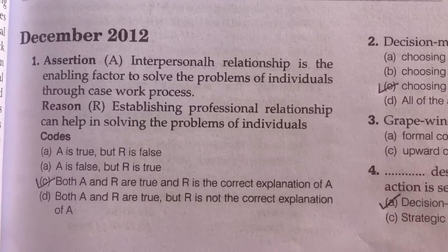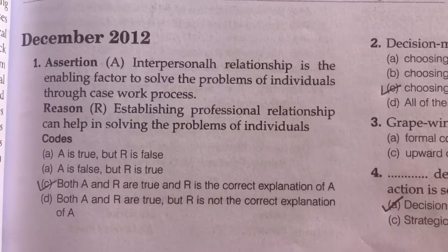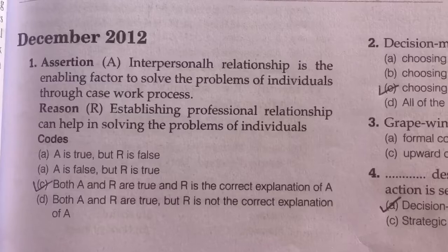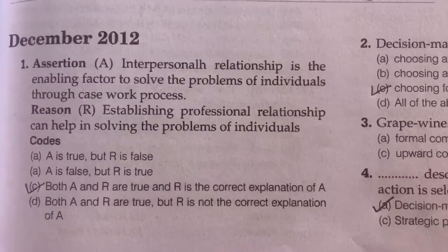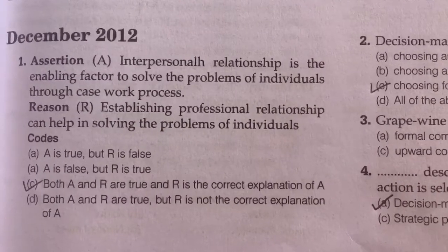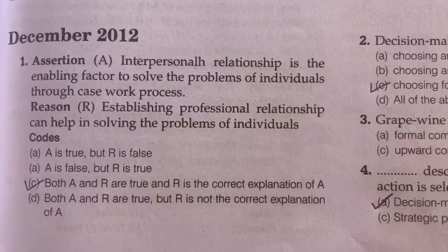Next is A is false but R is true. Next is both A and R are true and R is the correct explanation of A. D is both A and R are true but R is not the correct explanation of A.